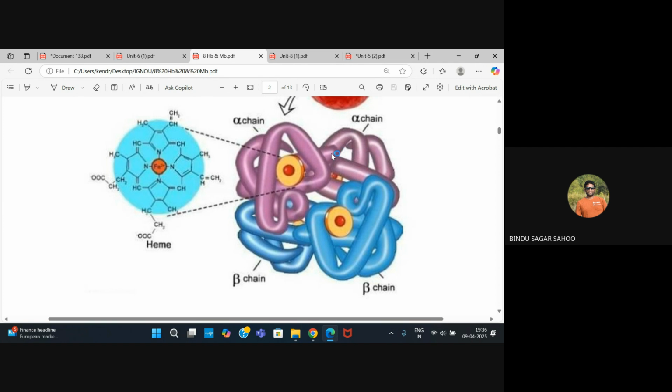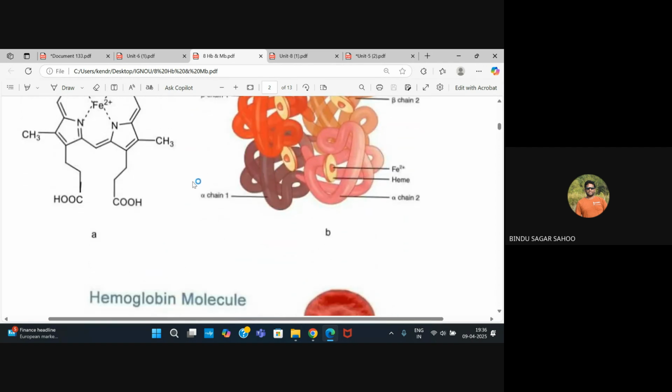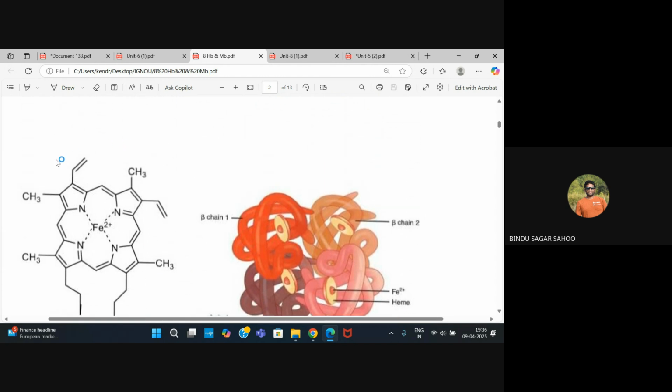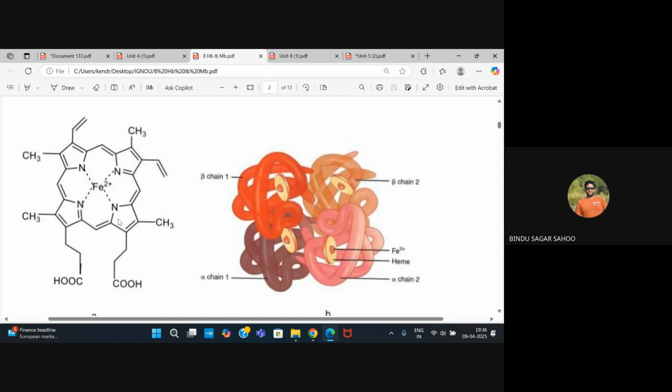Okay, so you can see carefully one heme unit structure. In one heme unit, we can see four pyrrole rings are present. This is one pyrrole ring, this is another pyrrole ring, this is another, and this is another. These pyrrole rings are connected by a CH group, an ethylenic group. Here one ethylenic group is present, here one, here one, and here one.